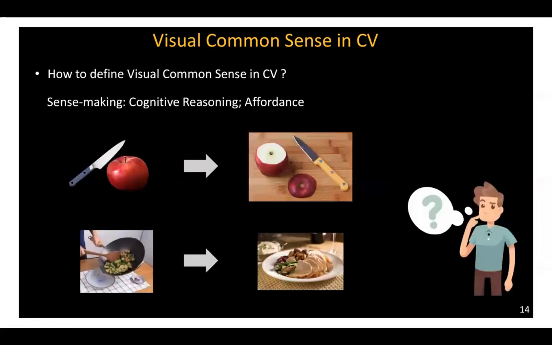And sense making is much more interesting. So what is sense making? Sense making in computer vision is kind of like you doing some reasoning. Like if you have a knife and an apple, you know that the knife can cut the apple. And then if you observe someone cooking something, then you know there is a delicious dish. Yeah.